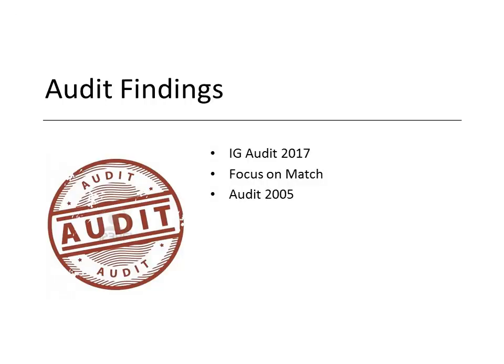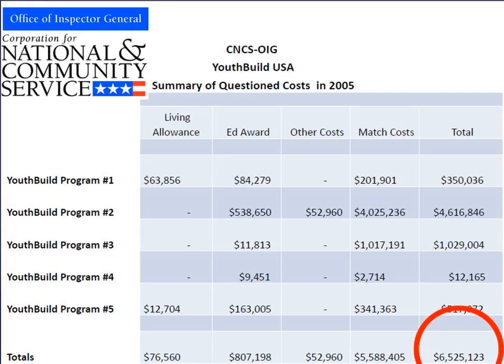In 2017, we went through a big audit. The IG auditors visited YouthBuild USA and 3 sub-grantee programs. That year, we noticed quite a bit of attention on our match tracking process. And in 2005, the auditors found $6.5 million in questioned costs. And as you can see here, it was mostly match. So this ultimately led to a more robust match tracking process.